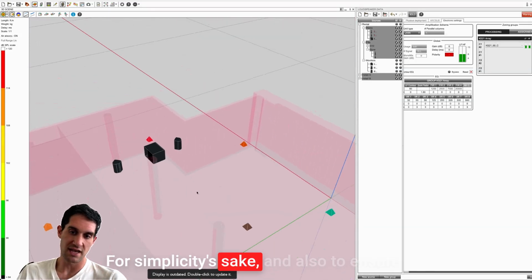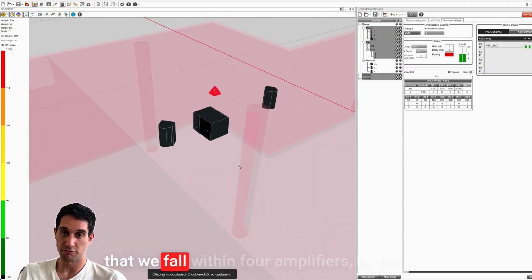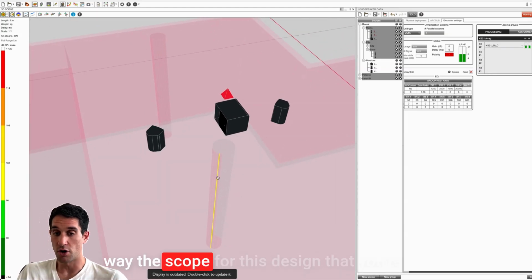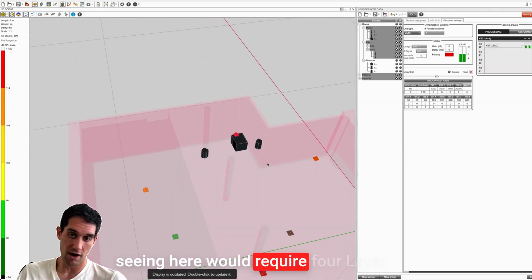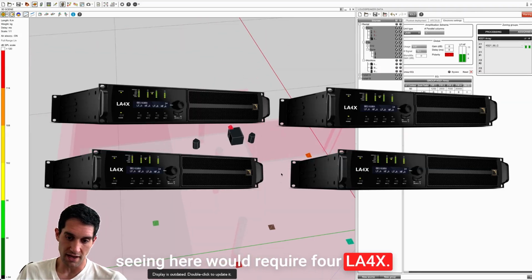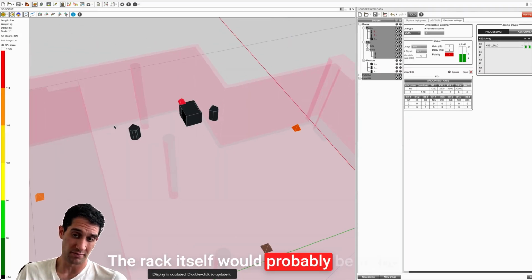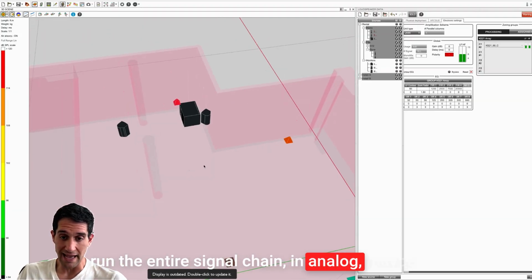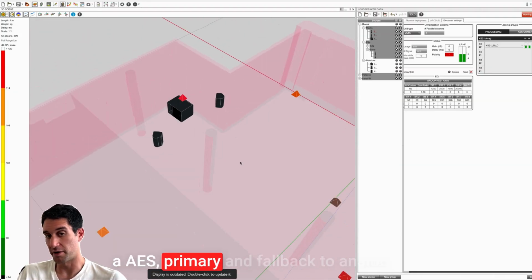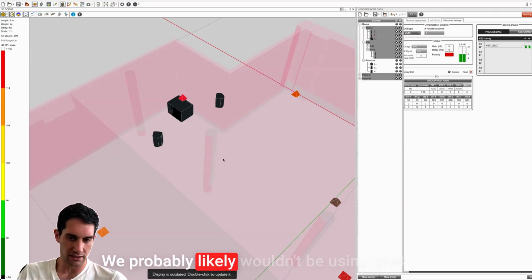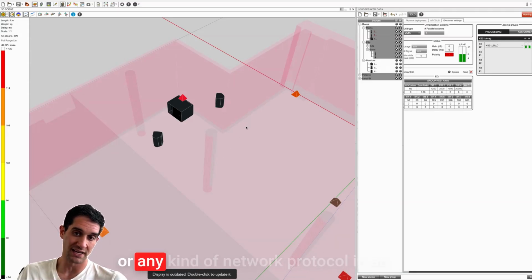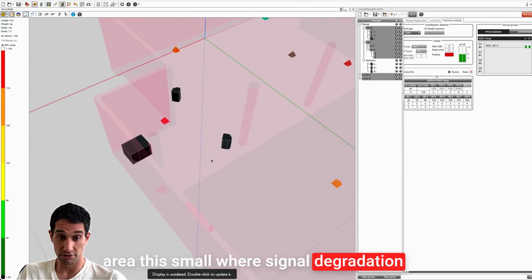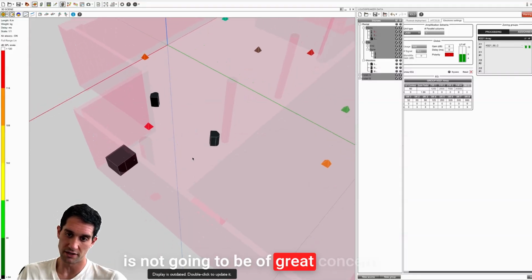For simplicity's sake, and also to ensure that we fall within 4 amplifiers. By the way, the scope for this design that you're seeing here would require 4 LA4X. The rack itself would probably be in the room or very near the room, and we would run the entire signal chain in analog, maybe AES primary and fall back to analog. We probably likely wouldn't be using AVB or any kind of network protocol in an area this small where signal degradation is not going to be of great concern.